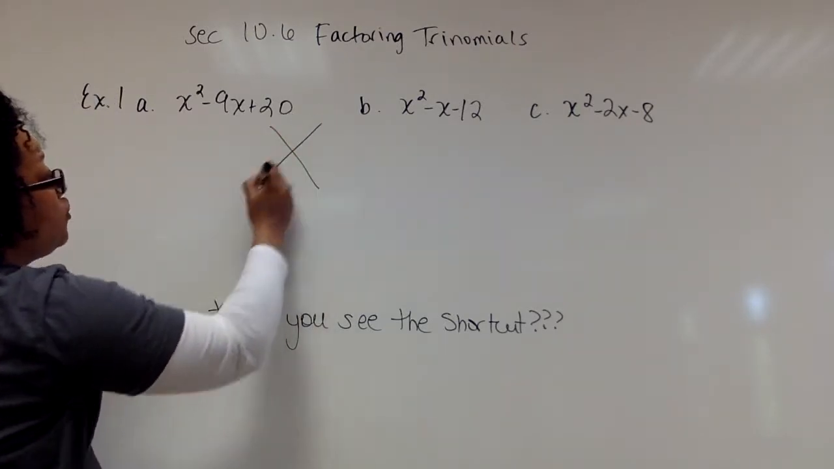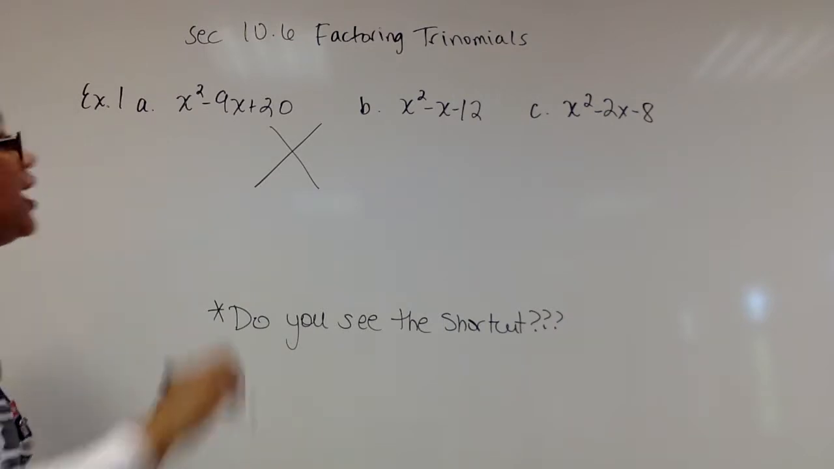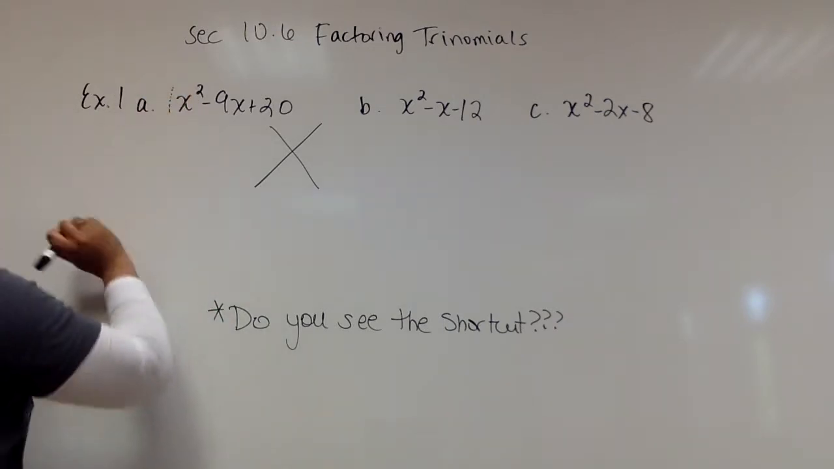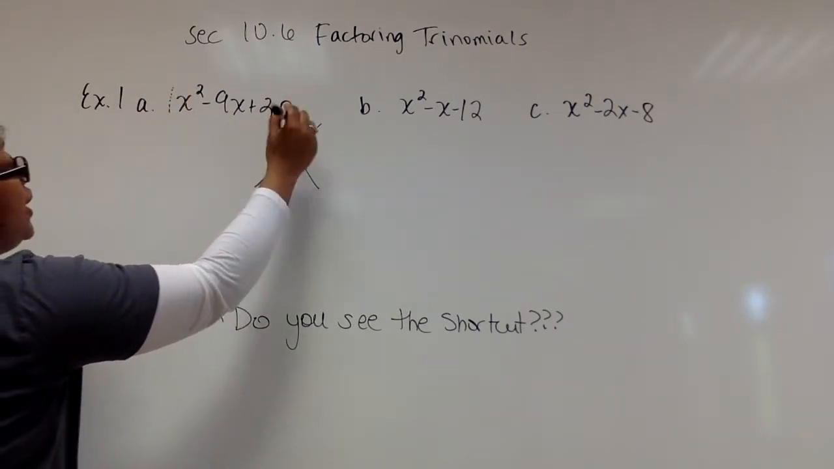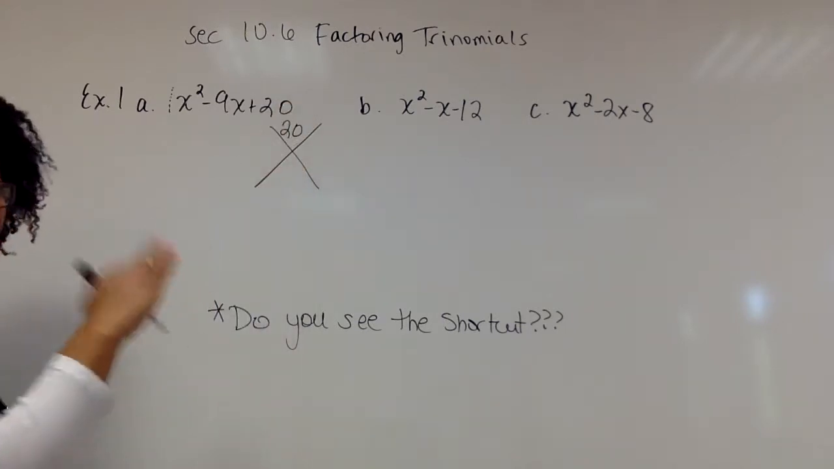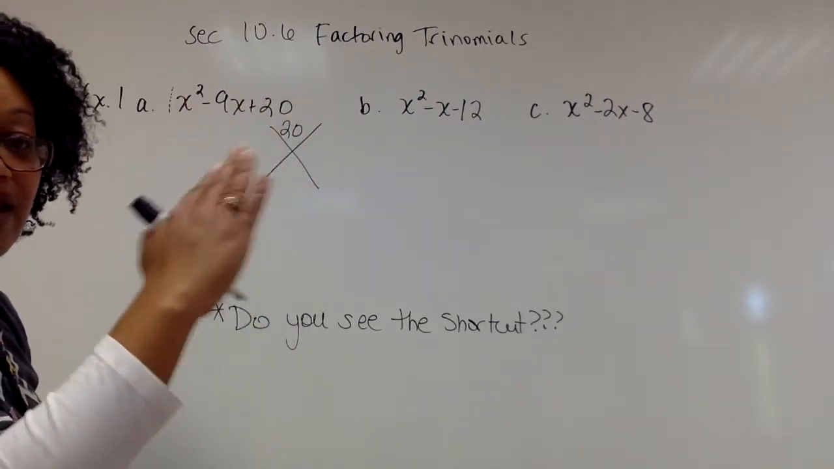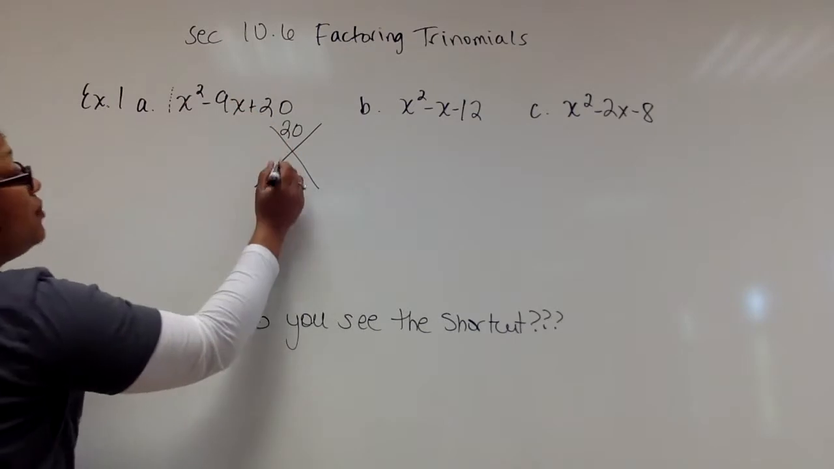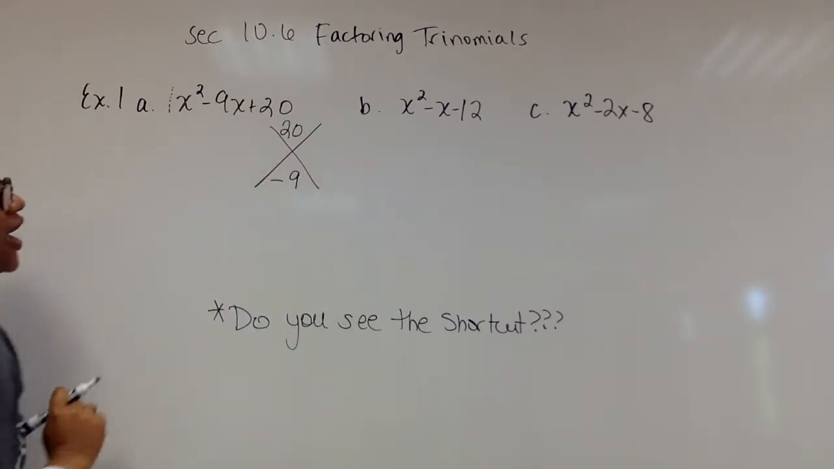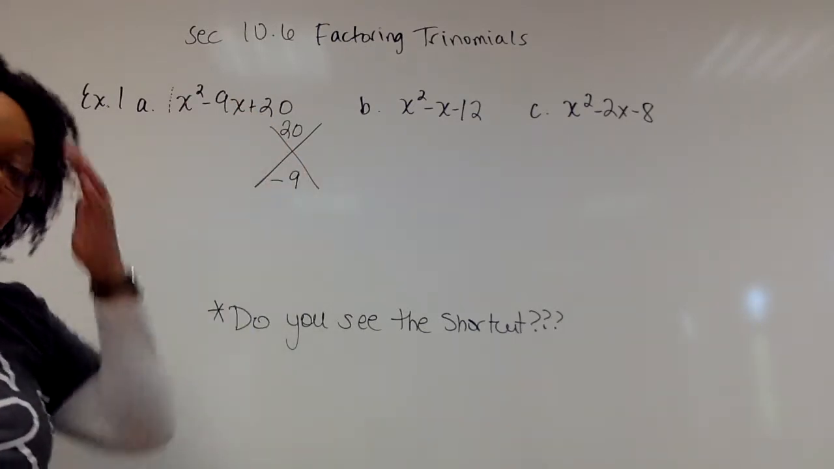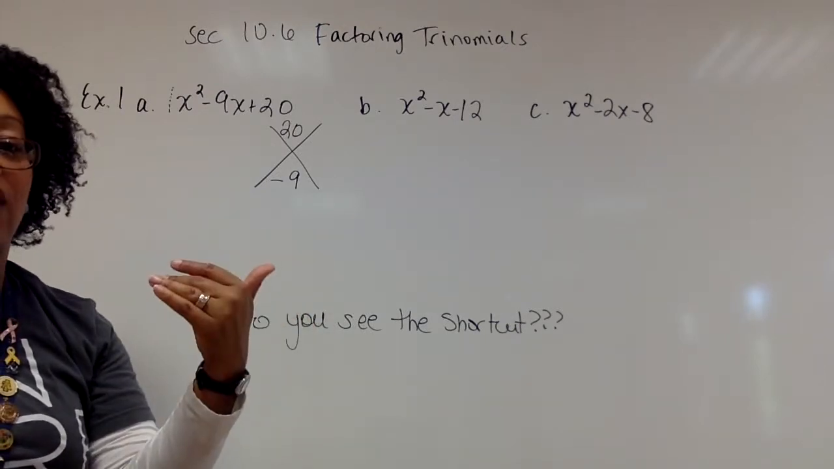So you literally need to draw an X, ladies and gentlemen. There's an invisible 1 right here. 1 times 20 is 20. See, that's the A times C. See how that works? That's the A times C. My B is the middle coefficient, -9. So we'll break this down a little bit.